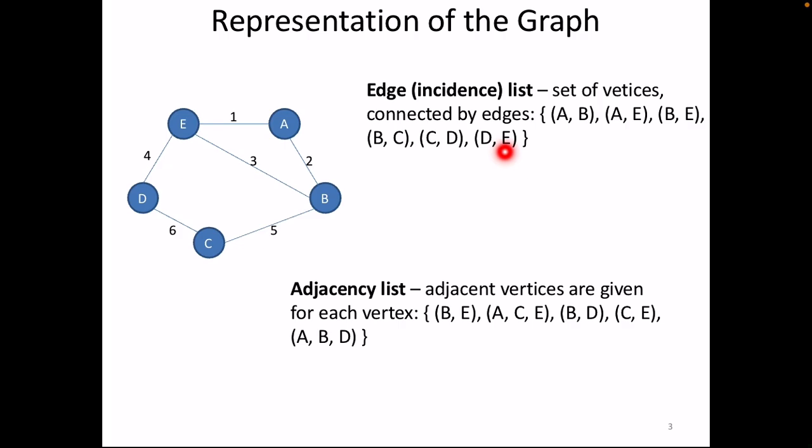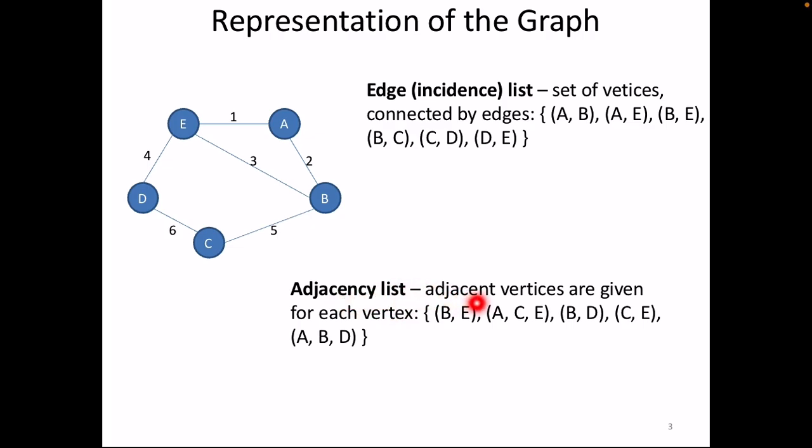Also D is connected to E, and E is connected to D, but we represent it here as one edge because there's no need for repeating these things. So we have 6 edges here, and we have 6 pairs here.